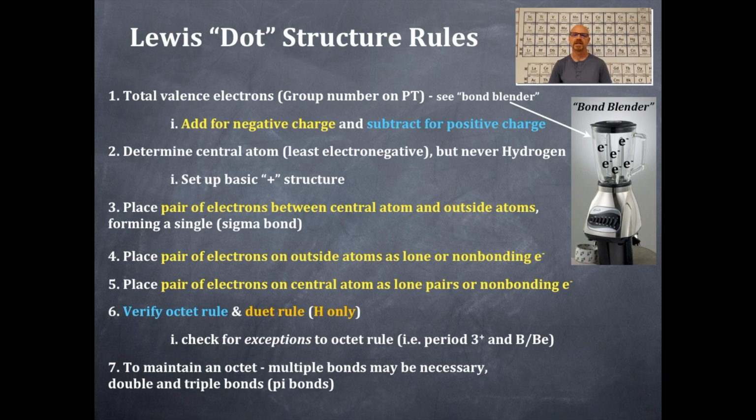and then pour them out according to these rules. Again, determine the central element, which is the least electronegative, and then we're going to place a pair of electrons between the central and the outside atoms, then a pair of electrons on the outside atoms as lone pairs, and if we have any more electrons, we're going to place lone pairs of electrons on the central element. We're going to verify the duet rule for hydrogen and the octet rule for most other elements, and then we're going to maintain an octet.